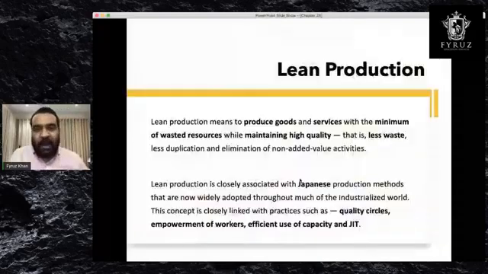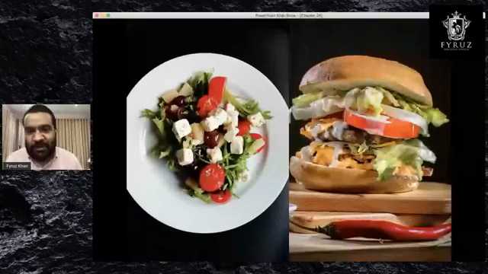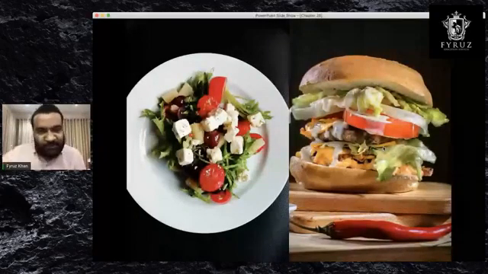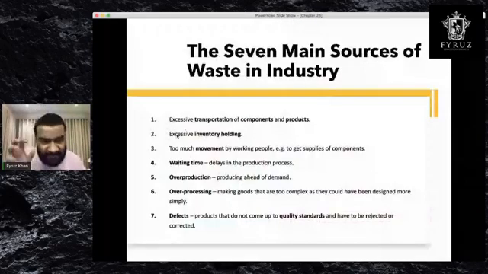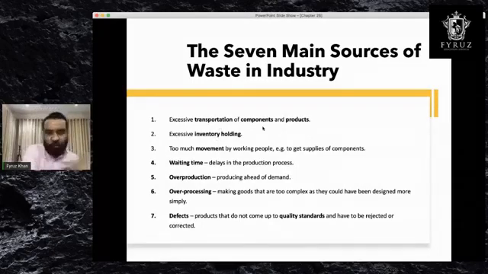Okay. We've talked about lean production. So you can think about lean production as, the normal production is like a burger. It has a lot of fat in it. And when you get rid of the fat, it's like the salad.